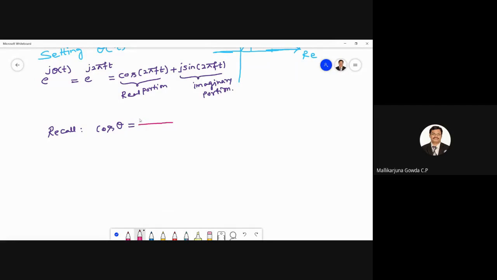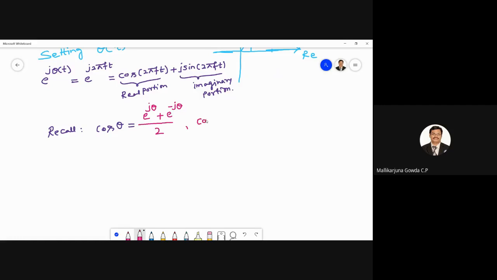Very, very basic. It is e power j theta plus e power minus j theta by 2. Why have you not come across this type of equation? I have, sir. Then why can't you say?